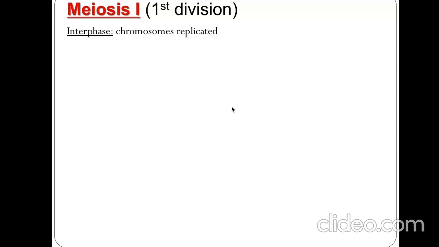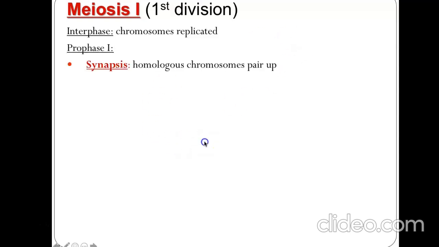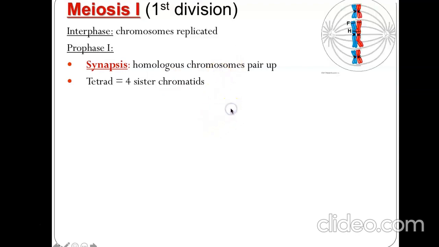G1, the germ cell. A germ cell is a diploid body cell that divides to form sperm and egg. It grows, then in the S phase, DNA is replicated, and then in the G2 phase, it gets ready for meiosis, and then during the M phase, it's meiosis. All right, so chromosomes replicate during the S phase of interphase. Prophase 1 is this thing called synapsis. This is different than mitosis. Homologous chromosomes are going to pair up into what's called a tetrad that has 4 sister chromatids.